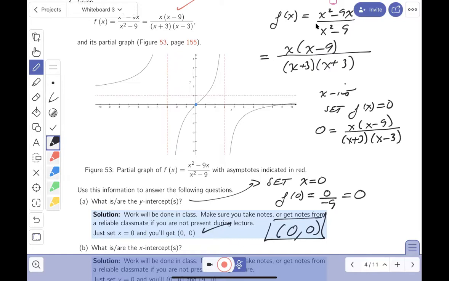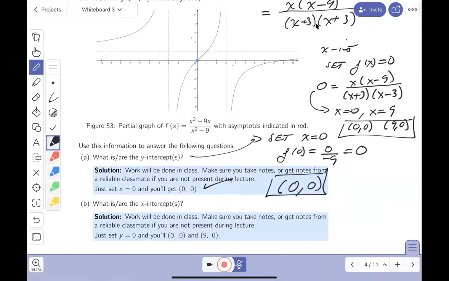All right, that was pretty simple. What am I going to do now? Well, where does that become equal to 0? When x is 0 and when x is the number 9. So I now found 2 x-intercepts: 0, 0, and the other one's going to be 9, 0.